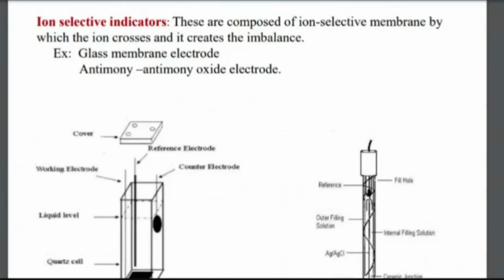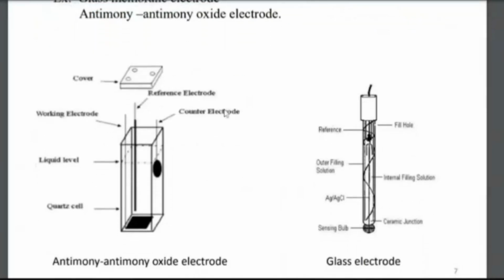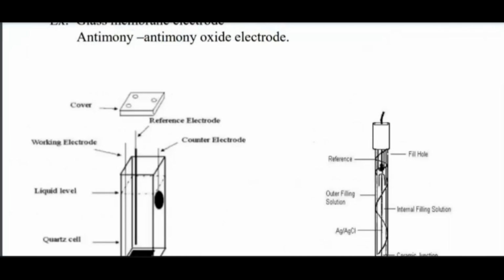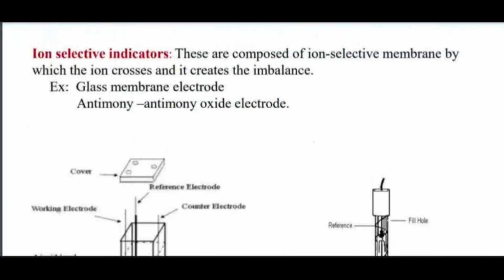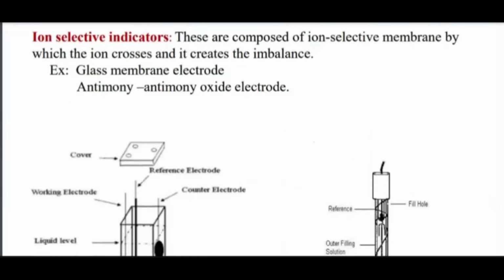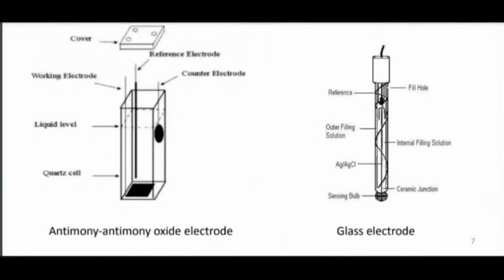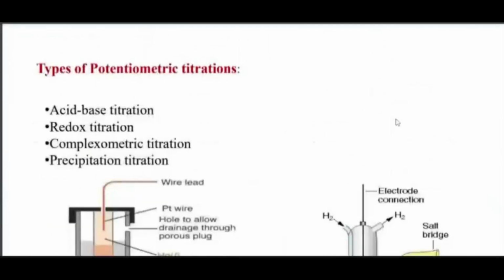Okay, an excellent example is the glass membrane electrode that you were using for measuring pH. So this is that glass electrode. The other example is the antimony oxide electrode. Just first observe the construction of this glass electrode. I will enlarge the image. Achha, we did not see the definition officially. I have not read out those two lines. So these ion selective indicators are composed of an ion selective membrane by which the ion crosses and it creates imbalance. That means it creates the potential difference.